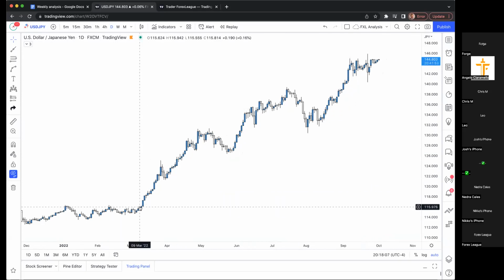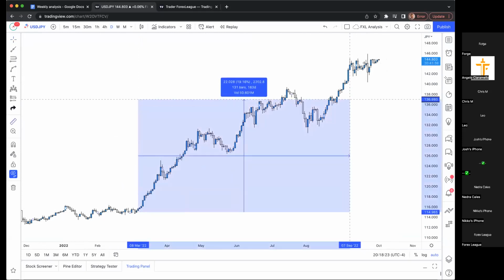So let's just follow price action. Back in March, we were at 115, rallied up to 130. That's our higher high. Got a higher low, 126. Next higher high at 139 area, higher low, higher high, and so on. So very much bullish.